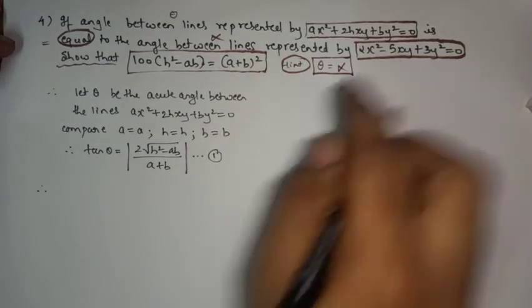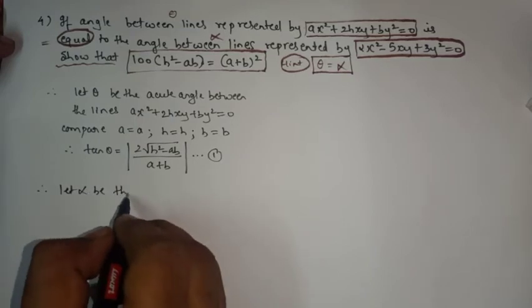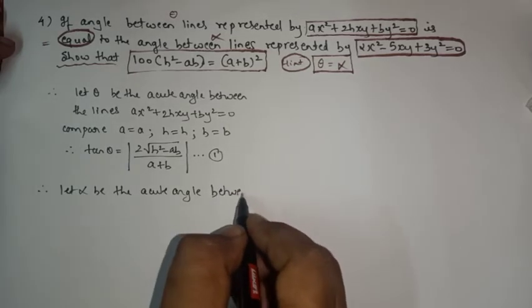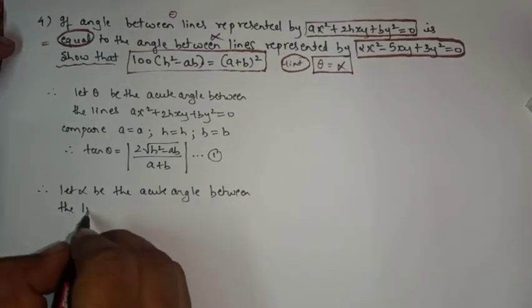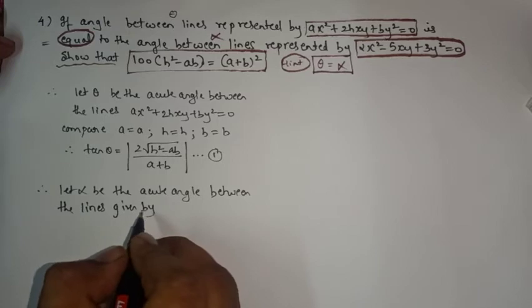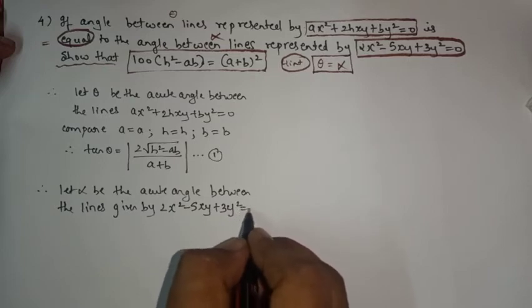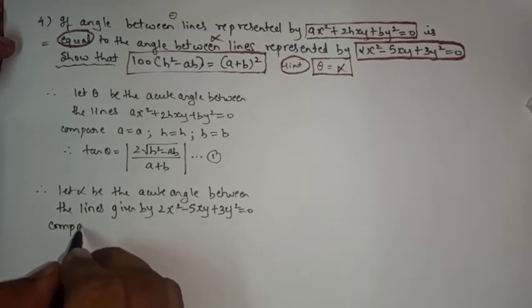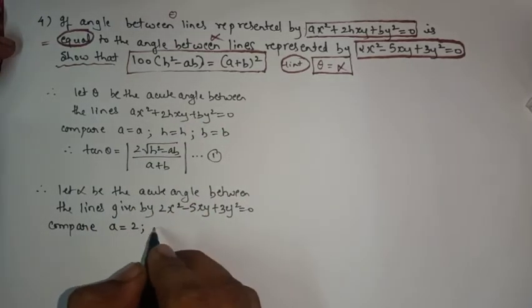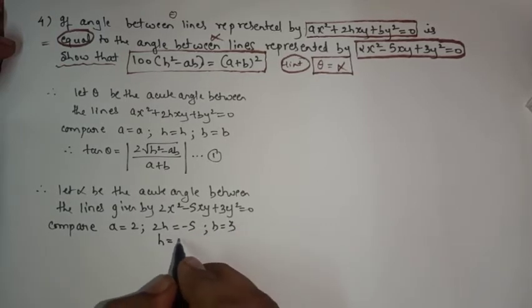Now we'll take the second equation. As for the second equation, we took alpha, so we'll write: let alpha be the acute angle between the lines given by 2x square minus 5xy plus 3y square equals to 0. Compare with ax square plus 2hxy plus by square, so you will get the value of a as 2, 2h as minus 5, and b as 3. So h will be minus 5 by 2.